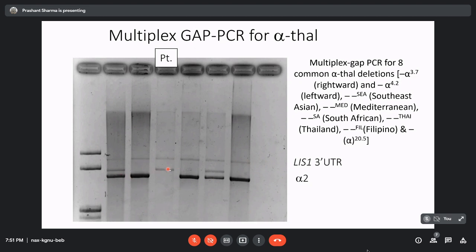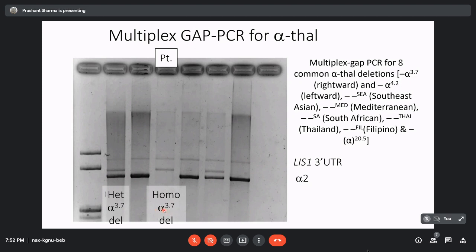If you're getting an additional band, then this is the position of the minus alpha 3.7 band. Because on one chromosome 16, we got this particular deletion 3.7, but the other alpha 2 gene is completely intact, we know that this patient is heterozygous for alpha 3.7 deletion. In our patient, we are getting this 3.7 band. Our patient is in this lane. We are getting the LIS control band, but we are not getting the normal alpha 2 band. So this means that the patient has become homozygous for alpha 3.7 deletion.